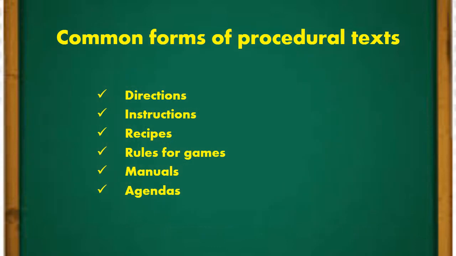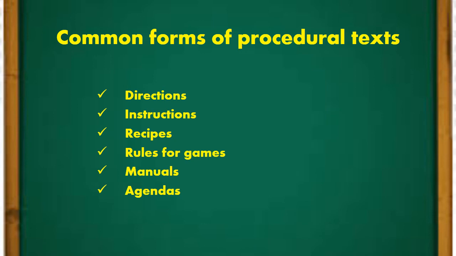Now, there are common forms of procedural text we can find. Number 1, directions. It's about how do I get somewhere? How do you get somewhere? And then number 2, instructions. It's how I do something. How you do something. And then number 3, recipes. It's about how to cook something.